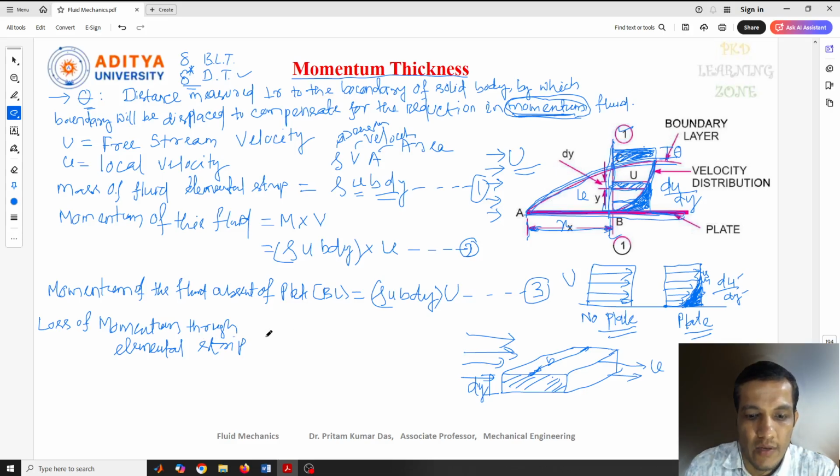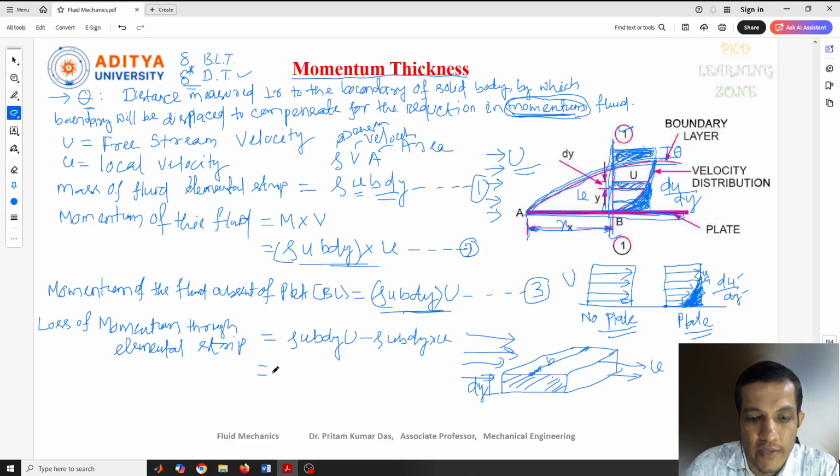Through the elemental strip, what can we write? What is the highest velocity here? We know that the free stream velocity is more than the local velocity. So we subtract equation 2 from equation 3. That means we can write rho u b dy capital U minus rho u b dy into u.